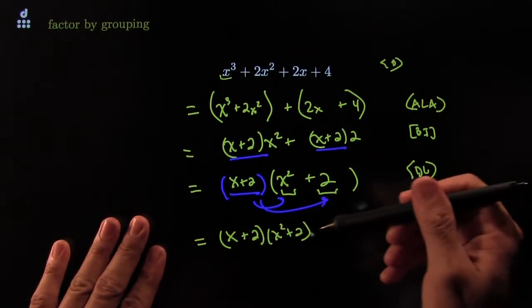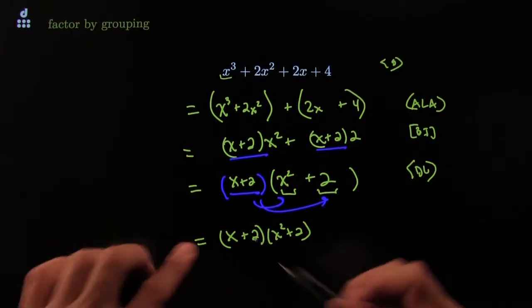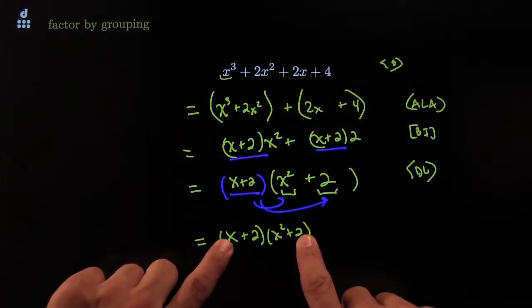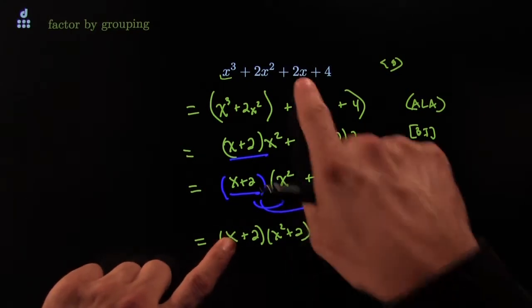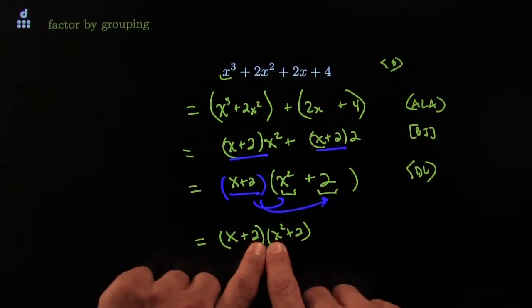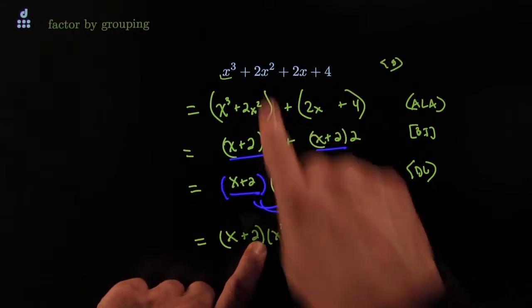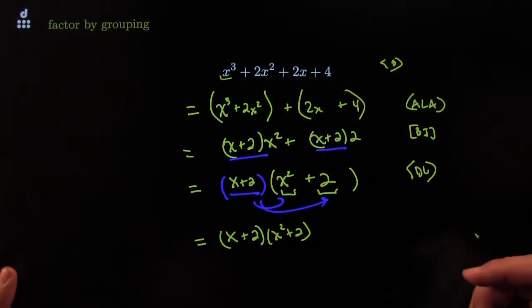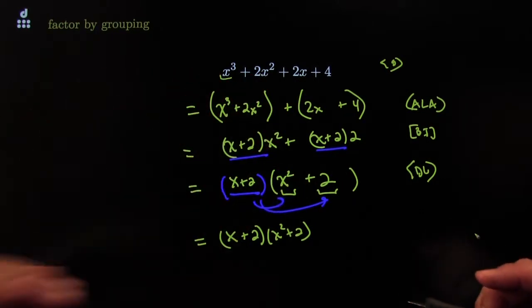If you were to FOIL this, you could check it and see that you did it right. The first item would be x times x squared, which gives you x to the third. The outer item would be x times 2, that's that one right there. The inside item would give you 2x squared, that's that one right there. And of course the last one would give you 2 times 2, equivalent to 4. That's how you do it.